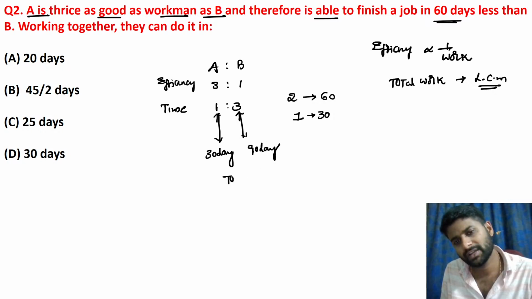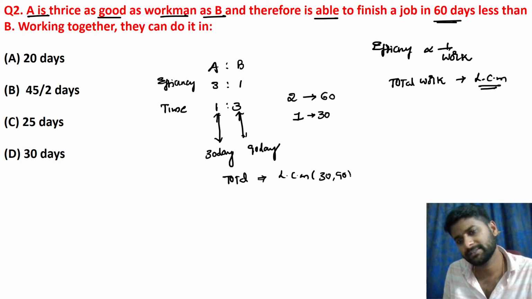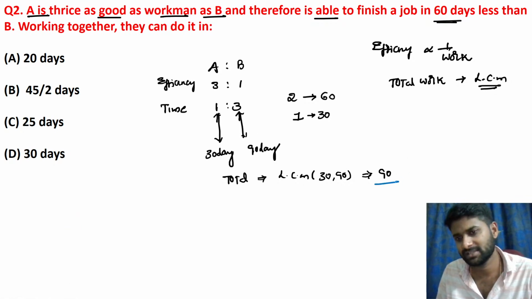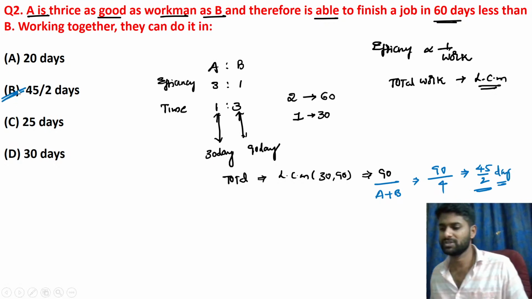Now you have to identify what is the total work. I already mentioned earlier, the total work is completely based on the LCM of the given numbers. See, LCM of 30 and 90, so the LCM is equal to 90 units. If there are 90 units of work for both A and B, how many days does it take? See, if A and B work together, A individually completes 3 units, B individually completes 1 unit. If both work together, they complete 4 units. For 90 units, it takes 45 by 2 days. So 22.5, or whichever fraction is available in the options, you can take that.